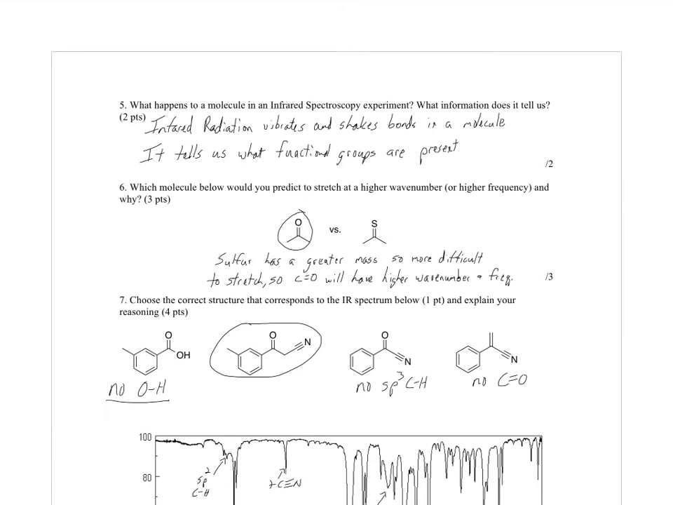Alright, here's a question asking what happens to a molecule in an infrared experiment. What information does it tell us? Infrared radiation, IR radiation, vibrates and shakes bonds in a molecule, and it tells us what functional groups are present. That's the biggest thing it tells us.